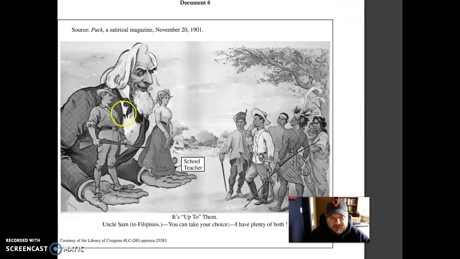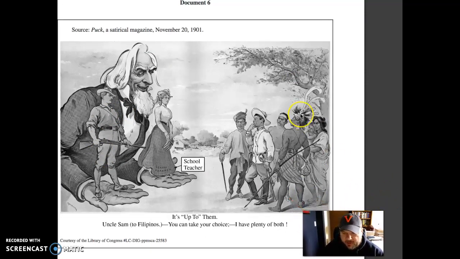Document 6, another political cartoon, has to do with the Philippines falling under U.S. control. If you read down here, it says it's up to them. Uncle Sam to the Filipinos: you can make your choice. So he's holding a school teacher and a soldier. Basically, the Filipinos were not excited to have anybody come in and take over their country, aka the U.S. They didn't really want us here.